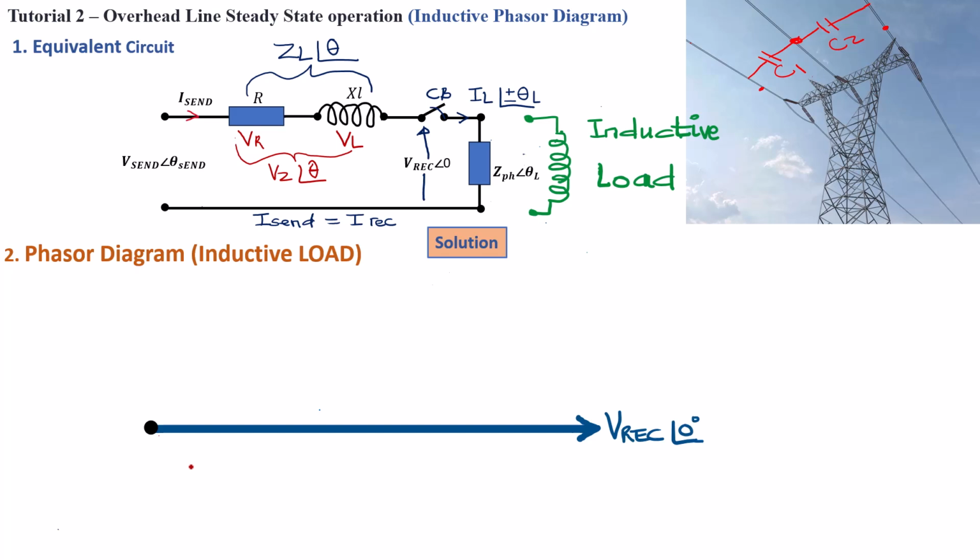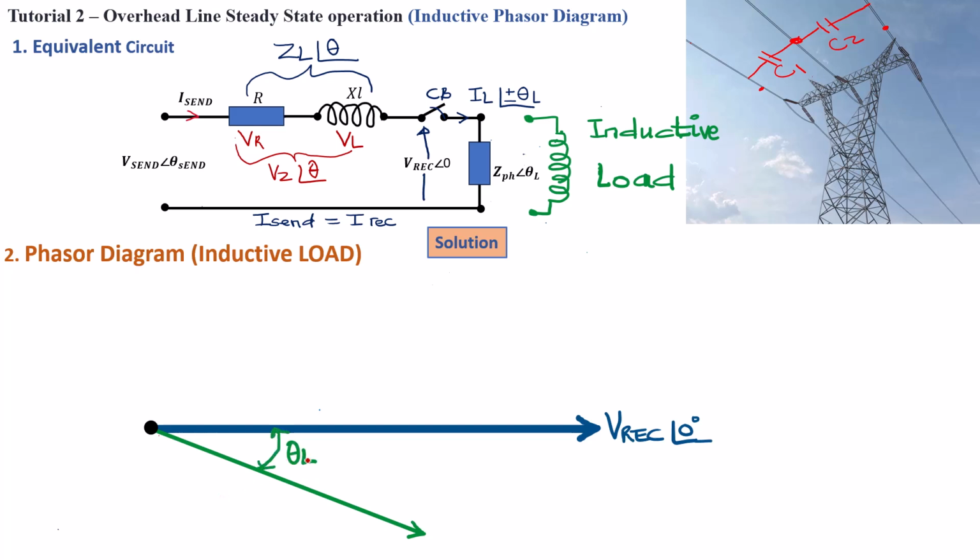Okay. Then because we understand that this is an inductive load and the current lags the voltage at a negative angle, we can calculate that angle. Once we calculate that angle, we can then plot that angle somewhere here and get the magnitude of the current phasor. That way we can have the phasor of the current drawn at a particular angle.